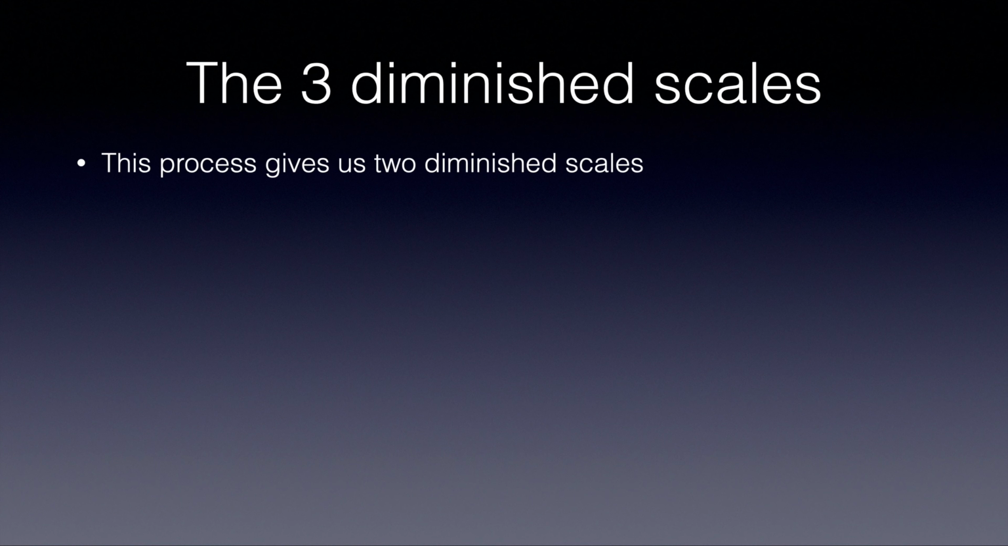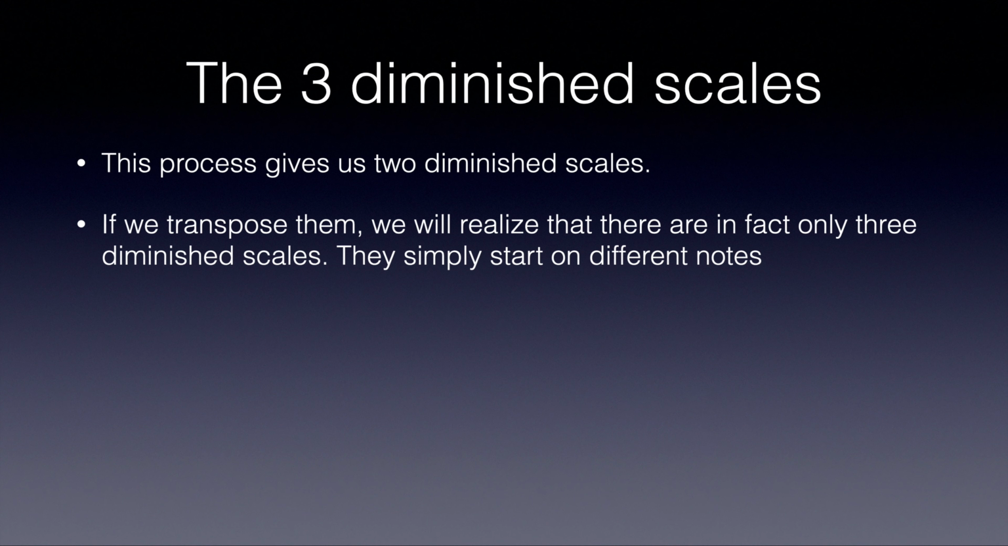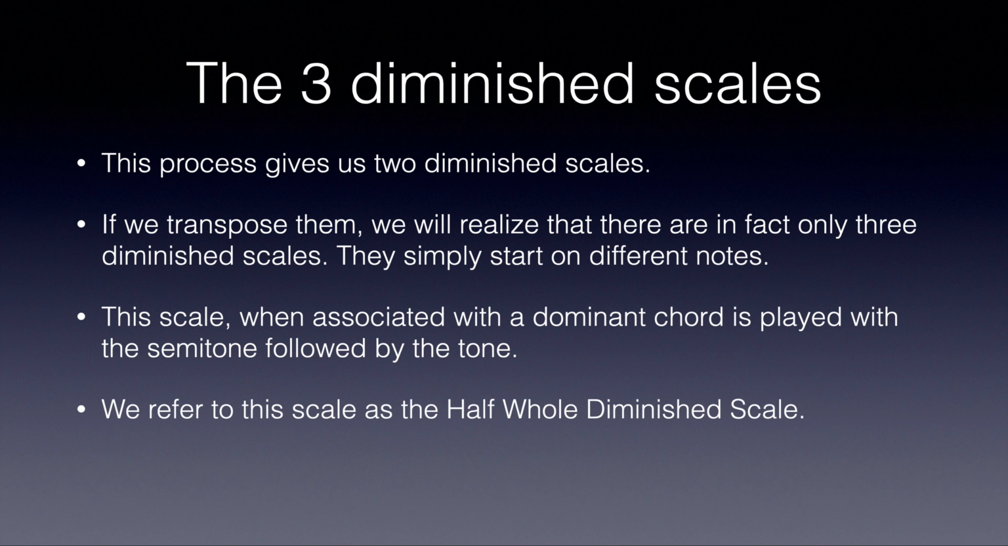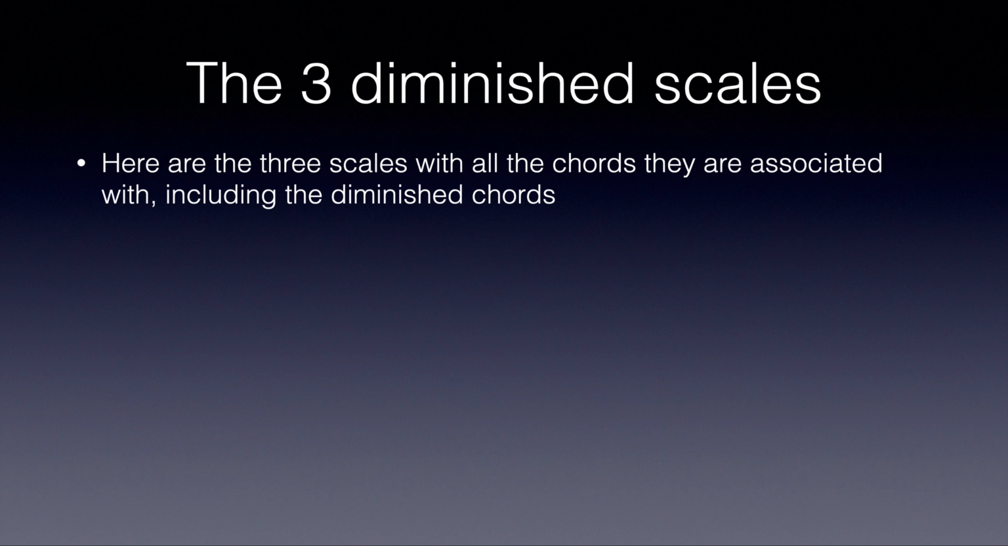This process gives us two diminished scales. If we transpose them, we will realize that they are in fact only three diminished scales. They simply start on different notes. The diminished scale, when associated with a dominant chord, is played with the semitone followed by the tone. We refer to the scale as the half-whole diminished scale. Here are the three scales, with all the chords they are associated with, including the diminished chords.